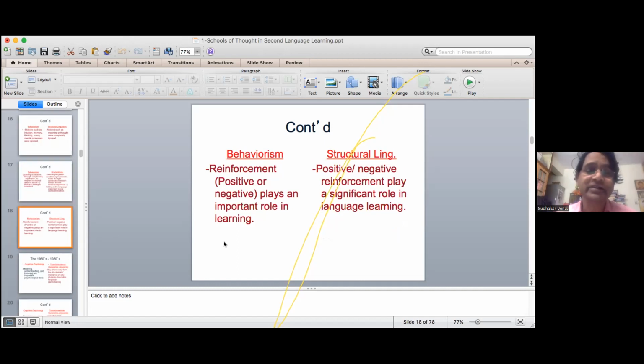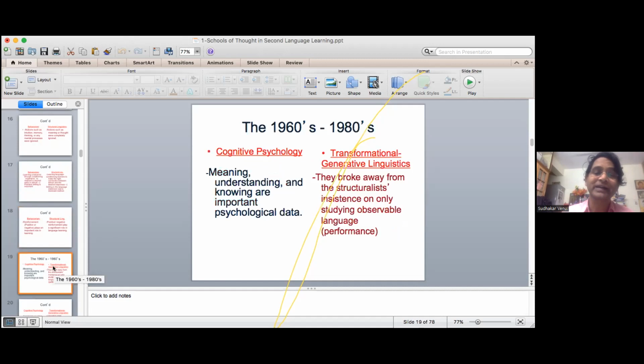You might have studied Skinner's positive and negative reinforcement and punishments. How do they play a role in learning? And also in structural linguistics, positive and negative reinforcement play a significant role in language learning. Friends, from that, there is a departure in the 1960s.